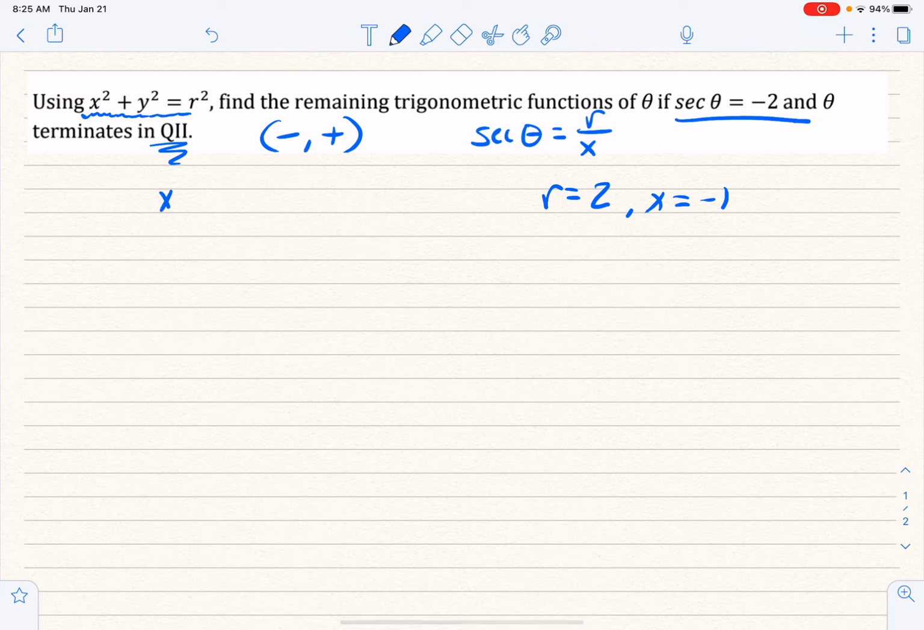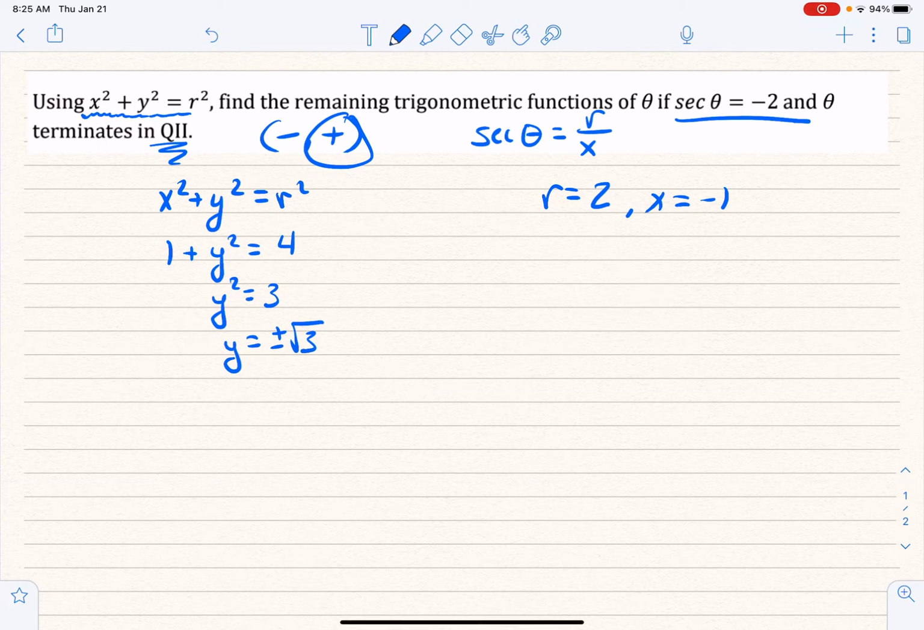Okay, so then we say, well, we're going to use x squared plus y squared equals r squared. X squared is going to give me 1 plus y squared equals r squared, which is going to give me 4. Subtract the 1, and y squared has to equal 3. So therefore, y equals plus or minus square root of 3. Y is positive in quadrant 2, so we want the positive square root of 3.